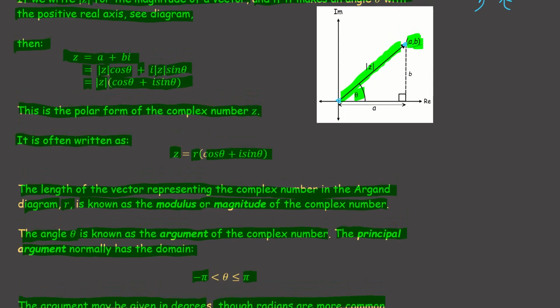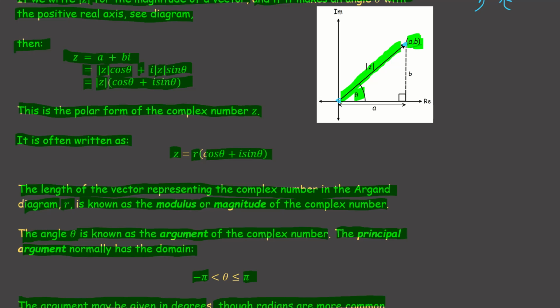Now the whole idea of the principal argument there is that if you think about this vector representing the complex number, we can go round lots of times and then land there. So we need to talk about the first time around, if you like, but instead of going around, we actually go from 0 to pi and 0 backwards to negative pi.